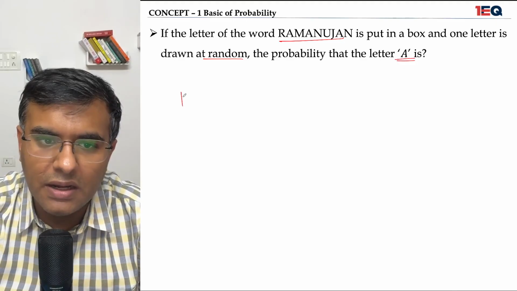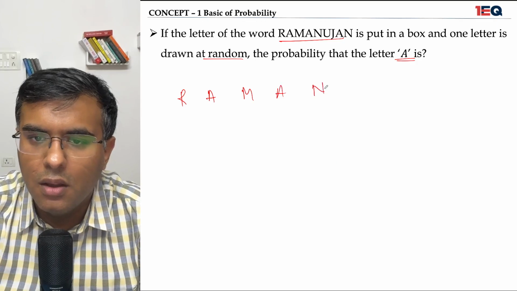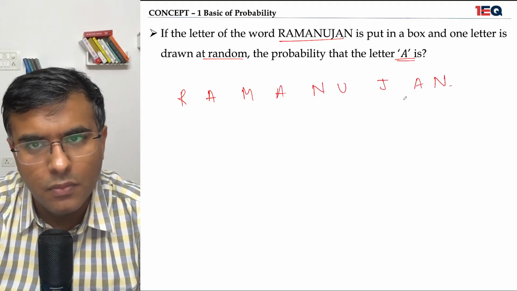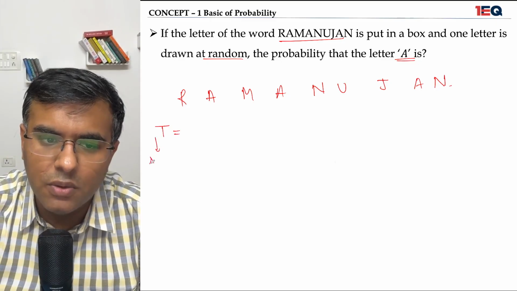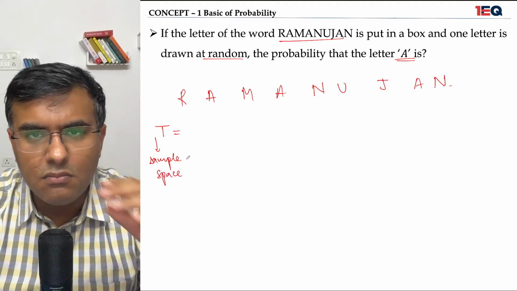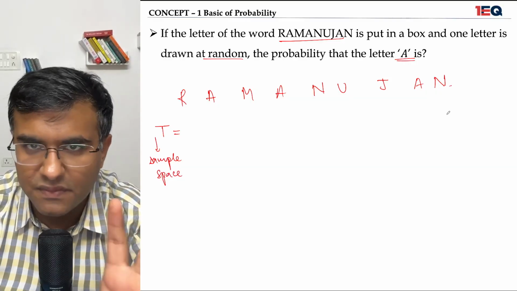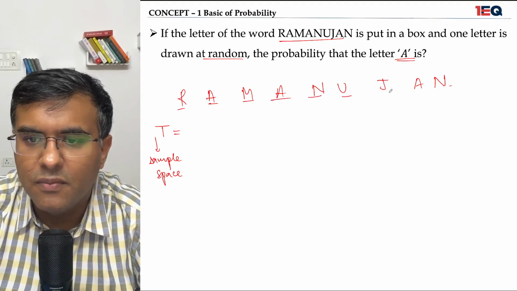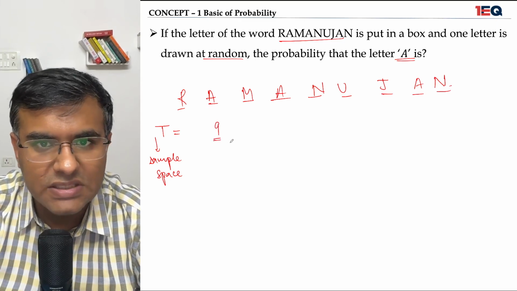Okay, so I'll write all the letters separately. RAMANUJAN. First of all, I'll find out the sample space. If I pick one, then how many would I actually have to pick so as to complete the set which I have over here with me? So the length would be 1, 2, 3, 4, 5, 6, 7, 8, and 9. Okay, so we would have 9 as the sample space.